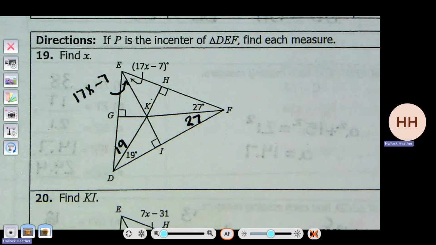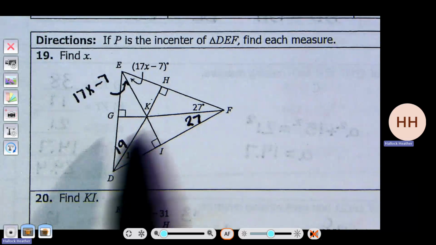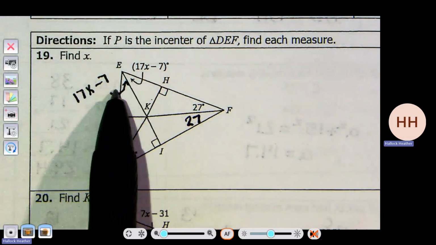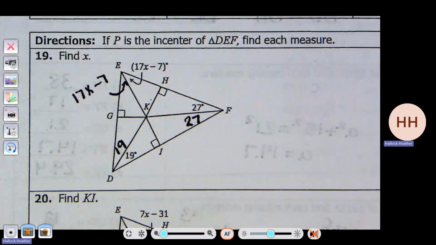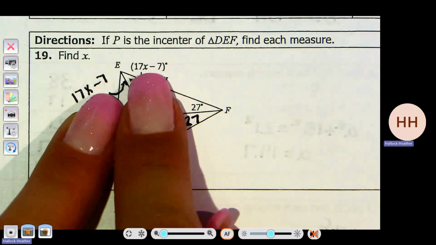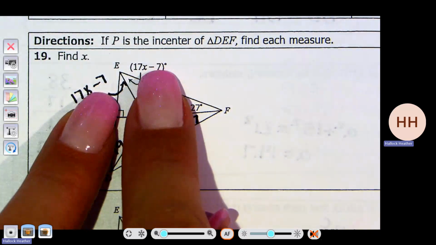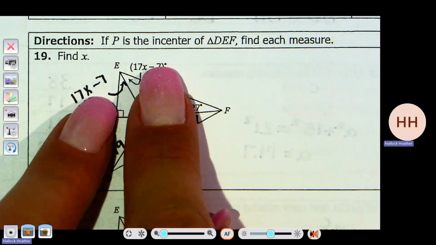Okay, so you should have that. 19 can go on the other side, 27 can go on the other side, 17x minus 7 can go on the other side. So now what must we do if we're trying to find x? Okay, so if you equal these to each other, they're the same exact thing. So if you add 7 to both sides, it's going to cancel. If you subtract 17 to both sides, it's going to cancel.